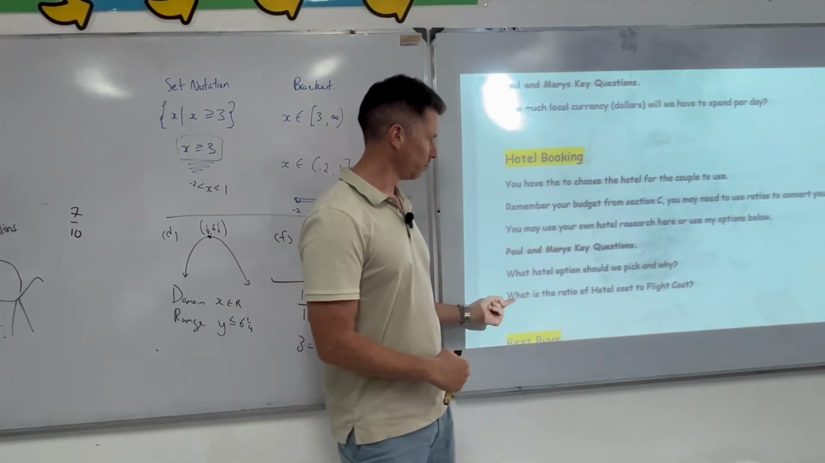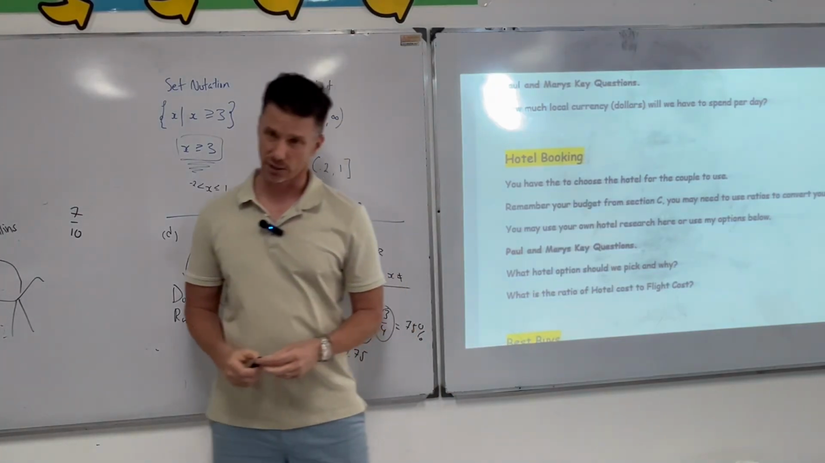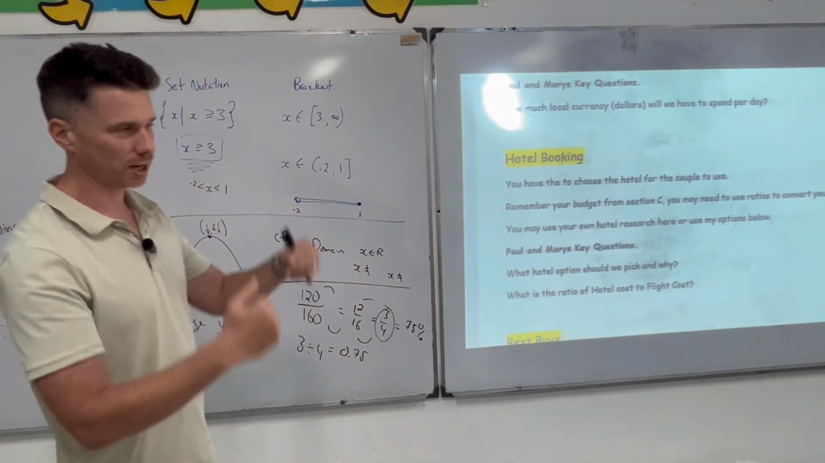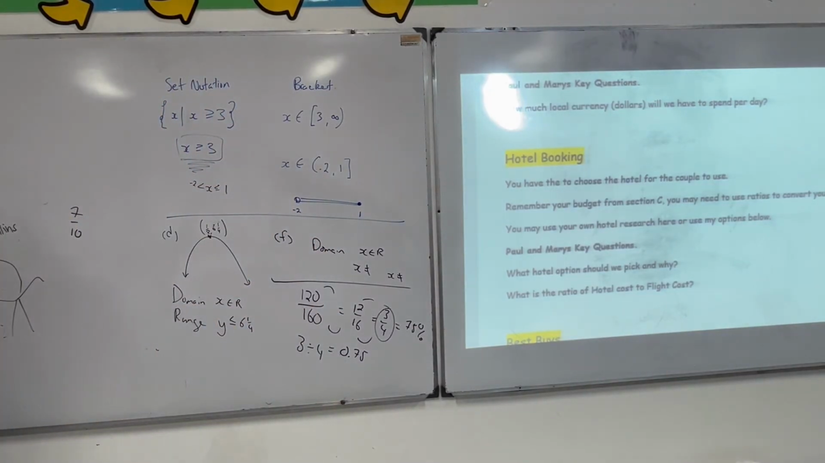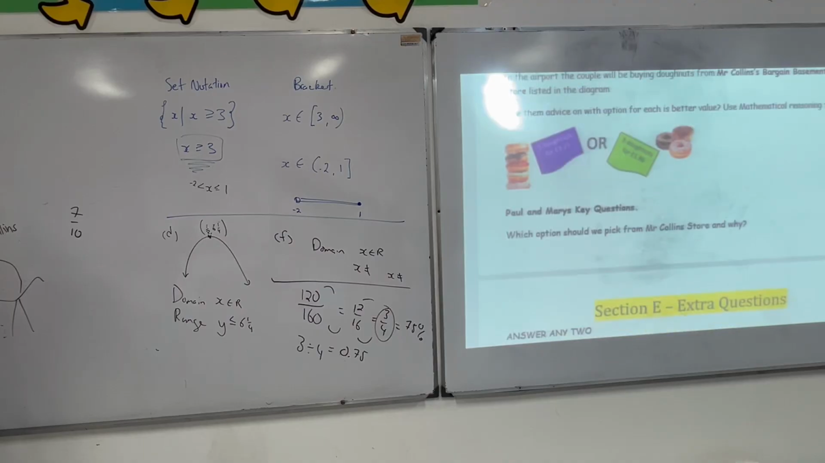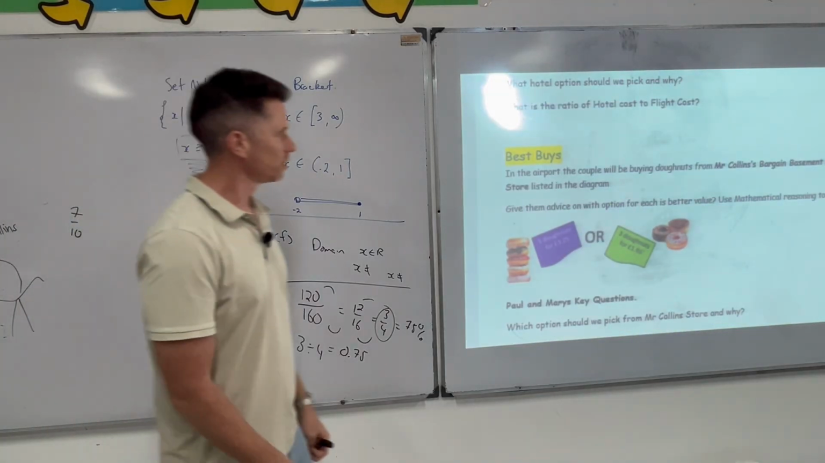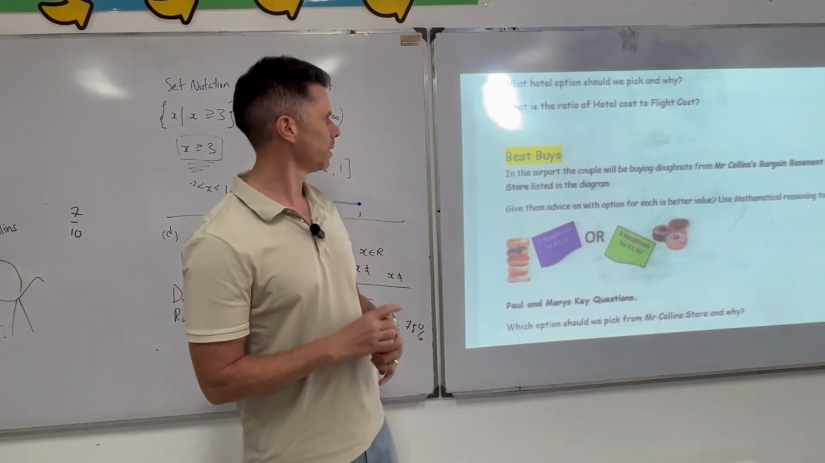And then I do want what's the ratio of hotel to flight cost. So that should be there. So you have a cost of flight, you have the cost of hotel, break that ratio down as much as you can. And then the last thing I'm going to do before I let you go, we'll do section E another day, not today. Section D, going to my bargain basement Best Buy store.